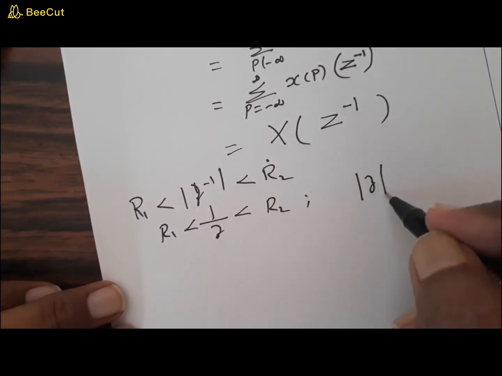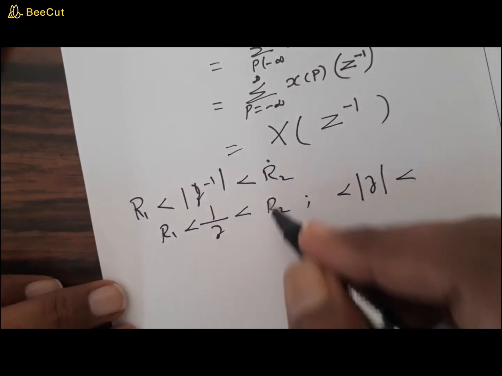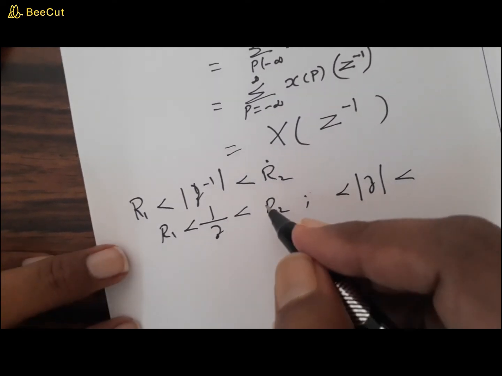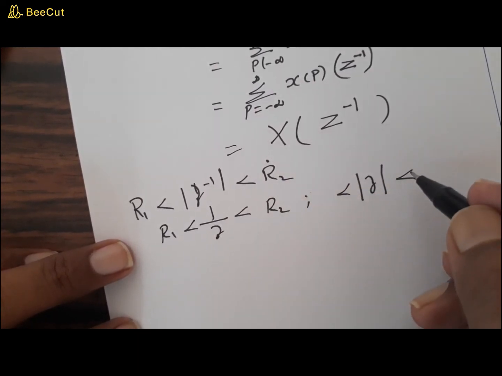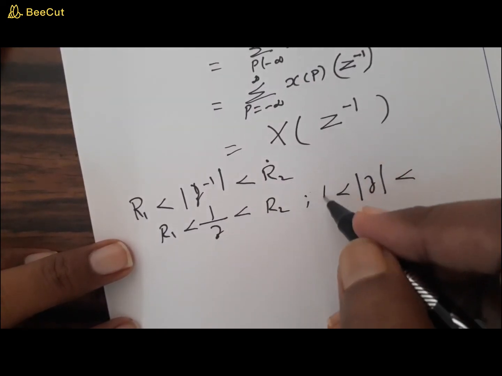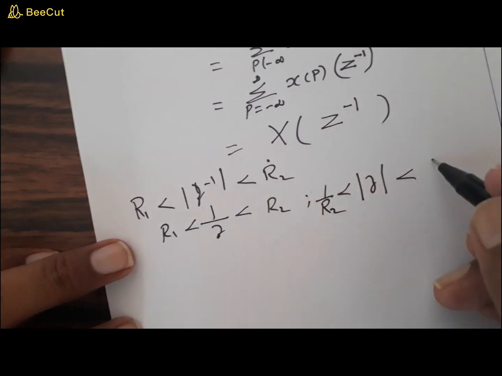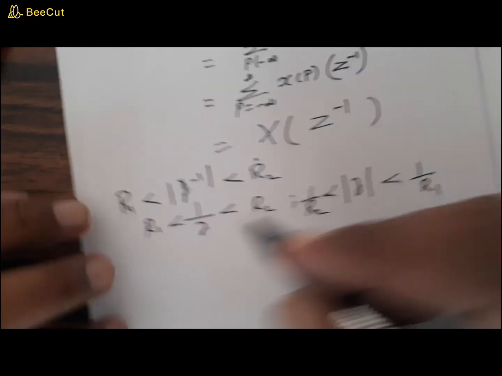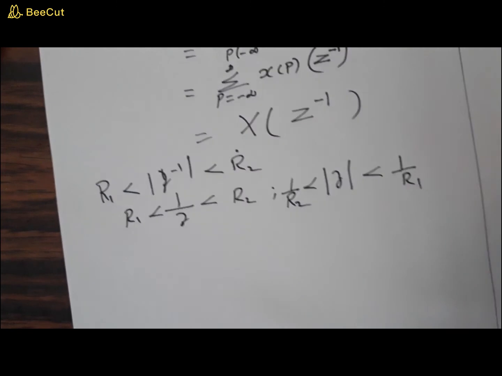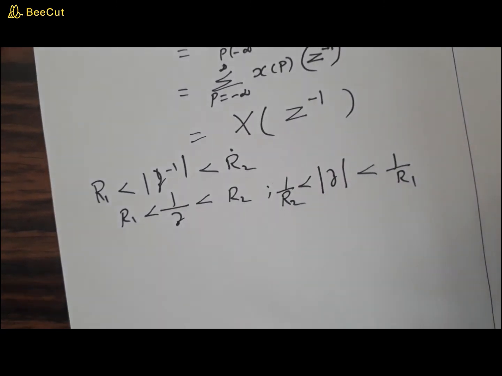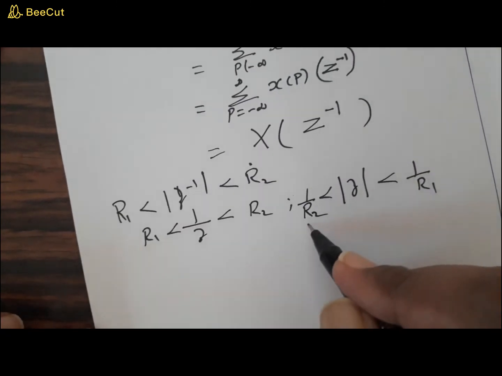When you take the reciprocal, 1 by z is less than r2, or z is greater than 1 by r2, so this becomes 1 by r2 less than modulus z less than 1 by r1. Hope you understood. When you take the reciprocal, the lesser value becomes greater and the greater value becomes lesser. That's the logic. Okay, so this is your modulus.